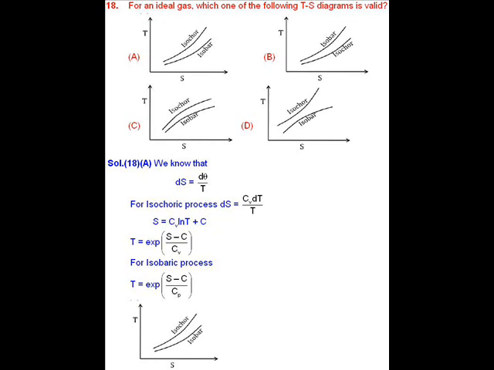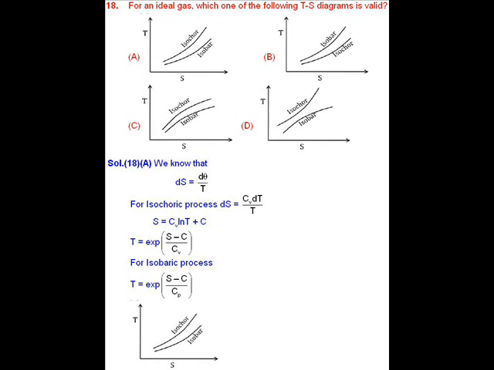And again for an isobaric process, the change in entropy dS is equal to Cp dT divided by T. By solving this, S is equal to Cp ln T plus constant C. Then the temperature for an isobaric process T is equal to exponential of S minus C divided by Cp. So by these expressions, the graphical representation of temperature versus entropy will be according to option A.